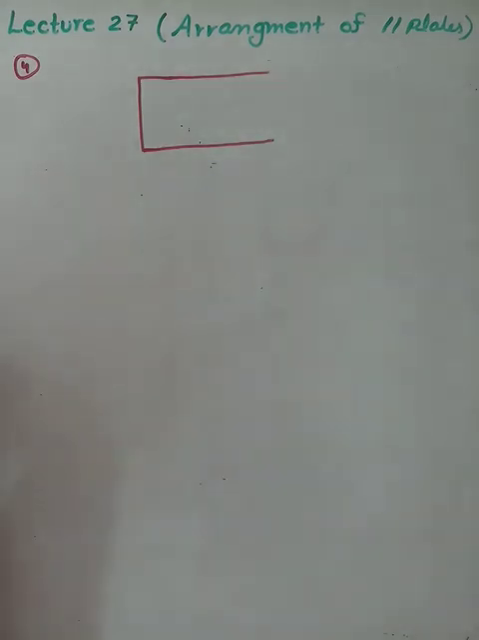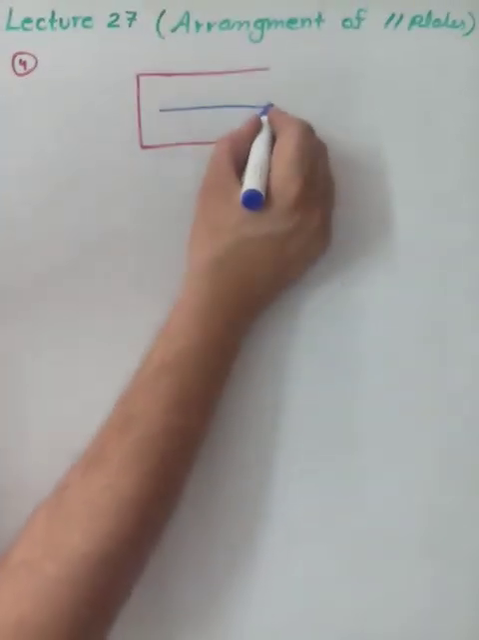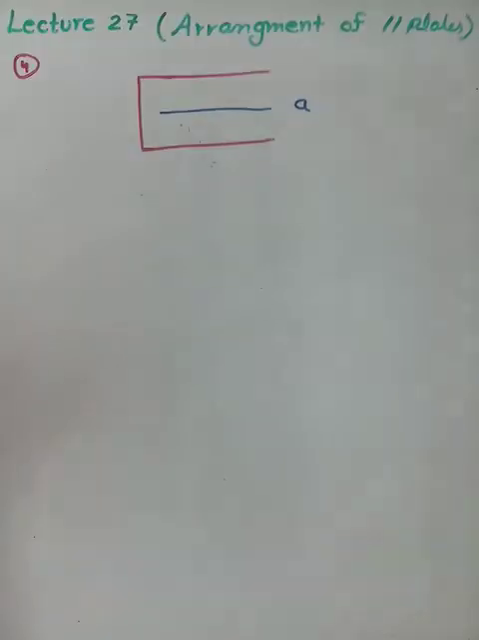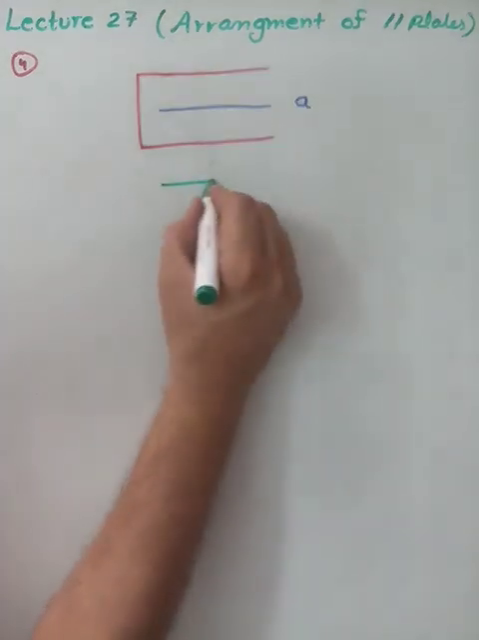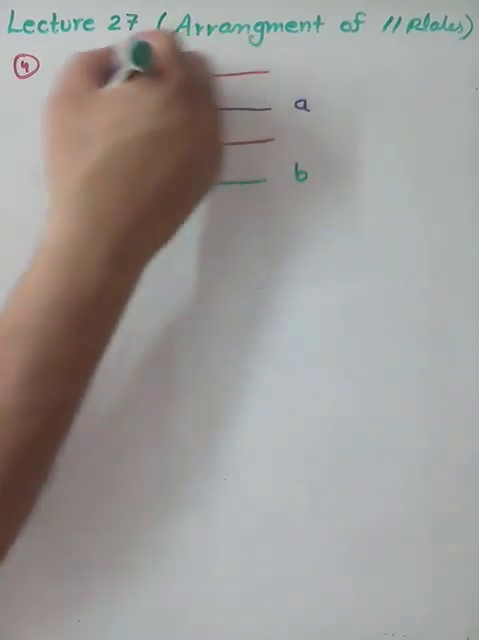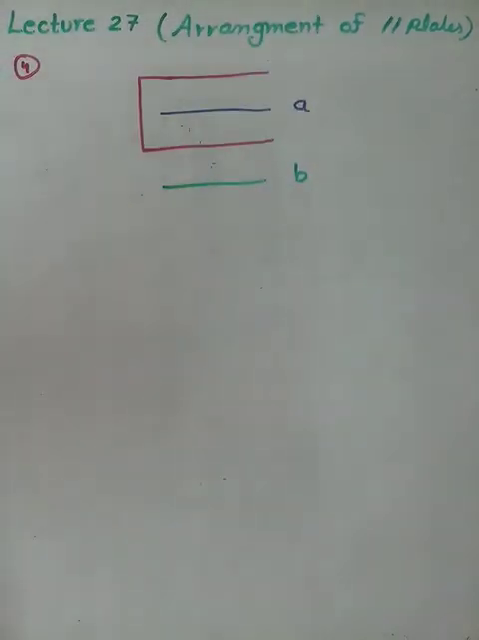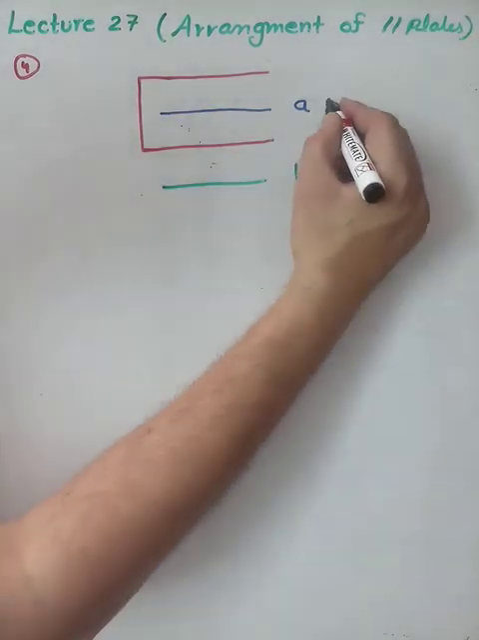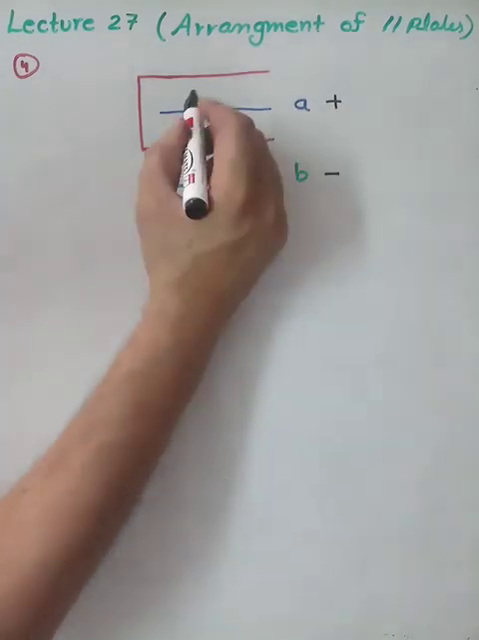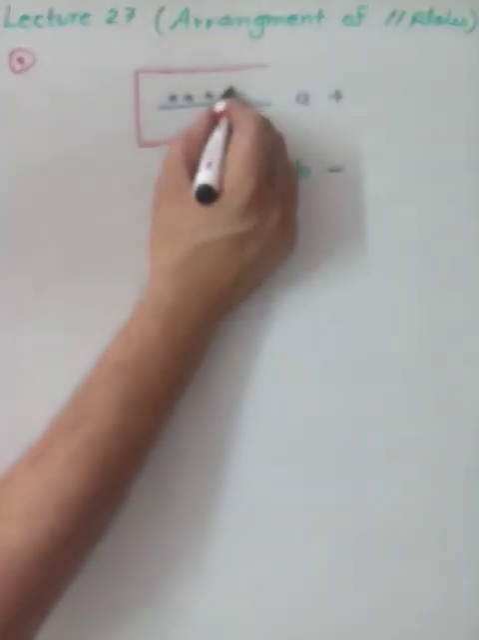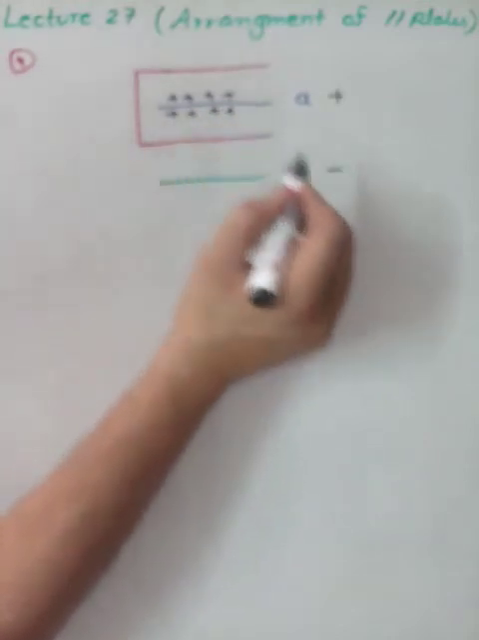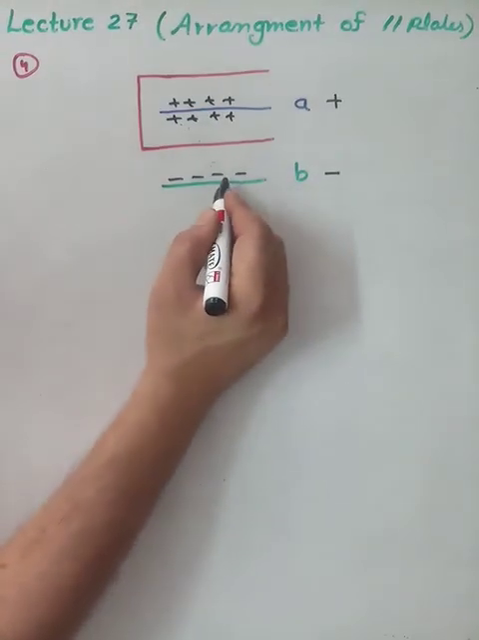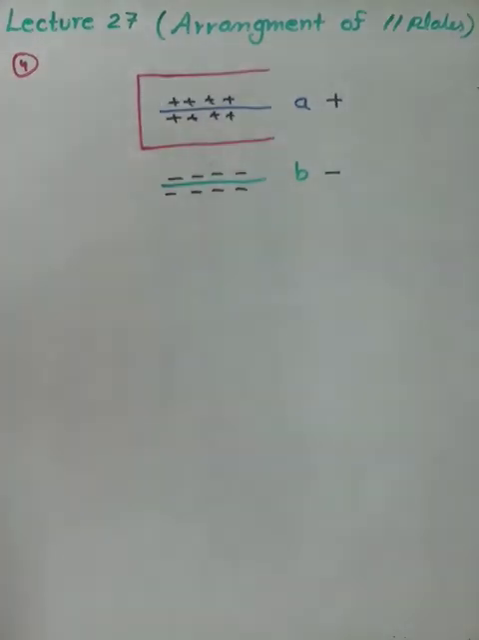Now we have two plates. One is plate A and another is plate B. And these are connecting plates, which are conducting or metallic. Now the first step is, let A be positive. By now you must have understood the method. We give A positive. A will be positive. Let B be negative.